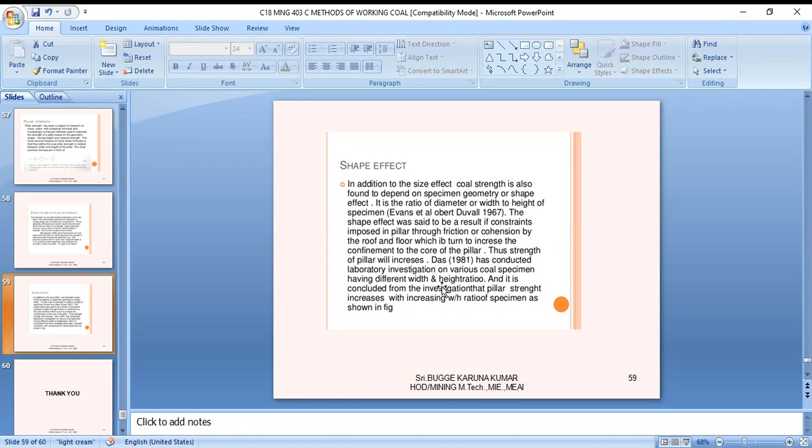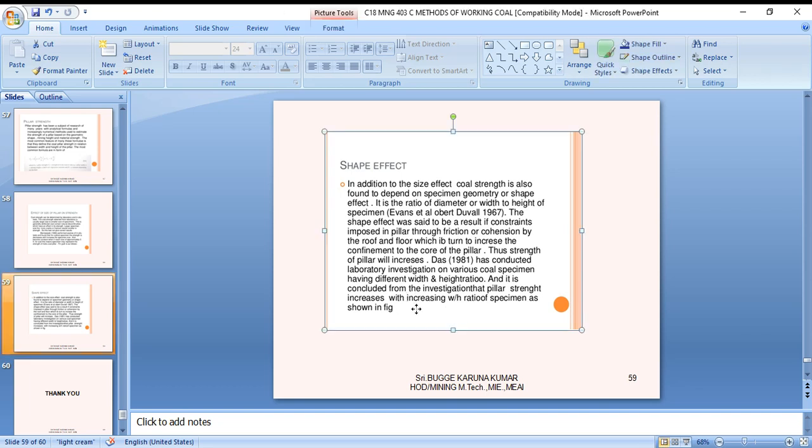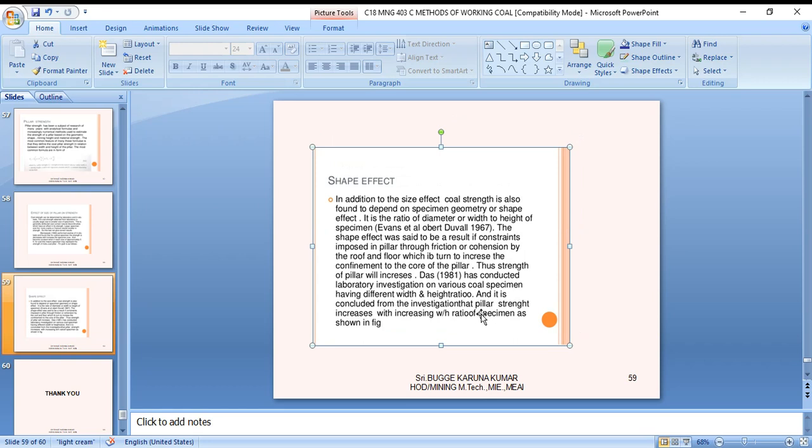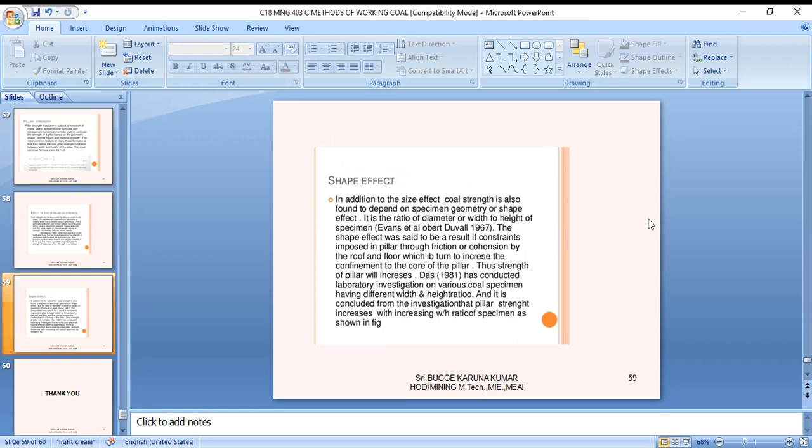In addition, the size effect on coal strength is also found to depend on the specimen geometry. The width to height ratio is a major criterion. So the W/H ratio is a major factor for deciding the pillar strength calculation.